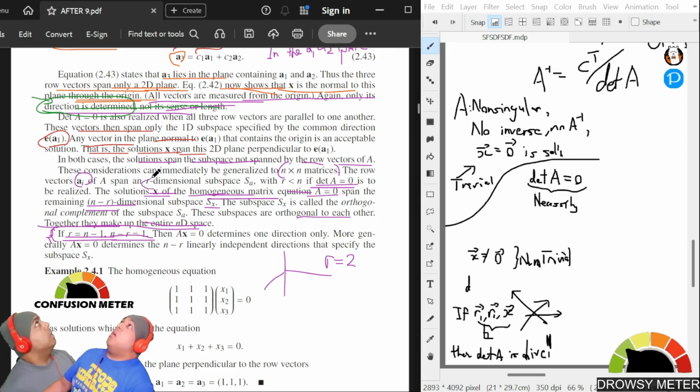R is subspace SA, which means Sx only has one dimension. AX equals 0 determines one direction only. More generally, AX equals 0 determines the n minus R linearly independent directions that specify the subspace Sx.